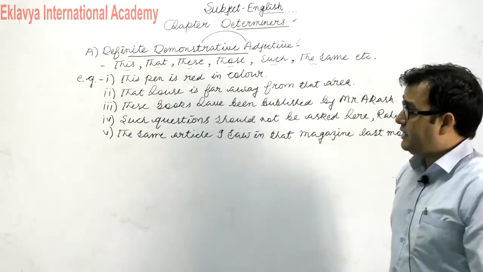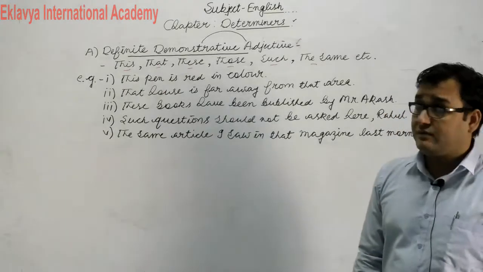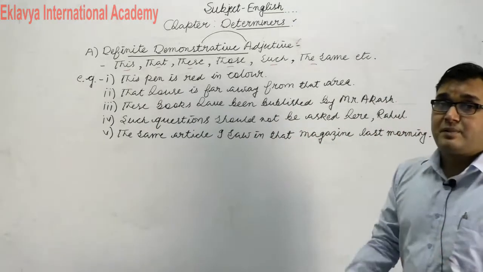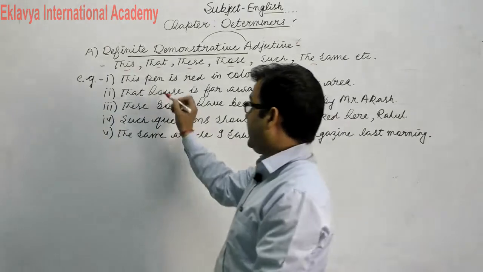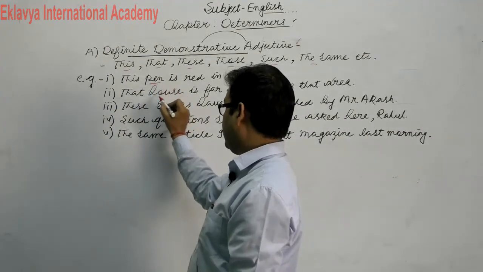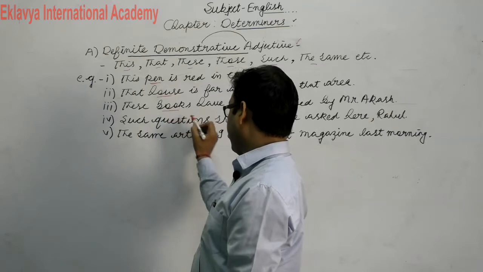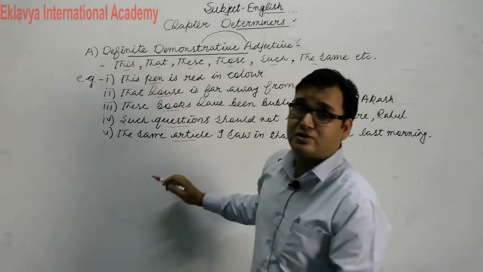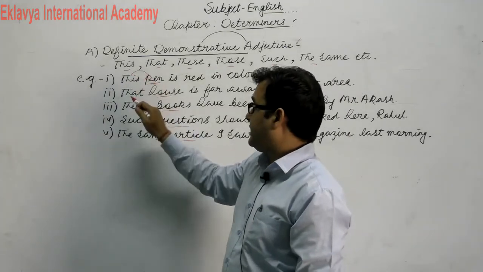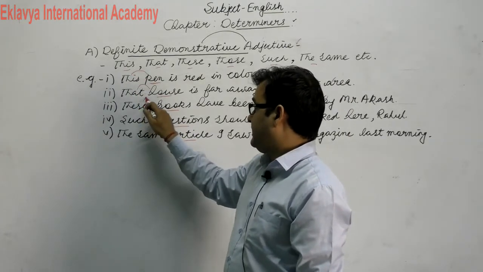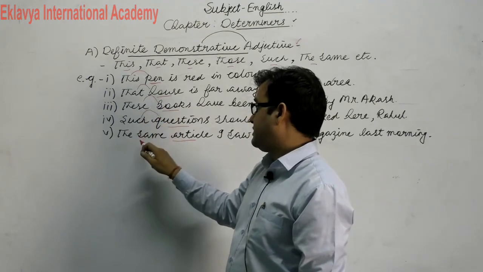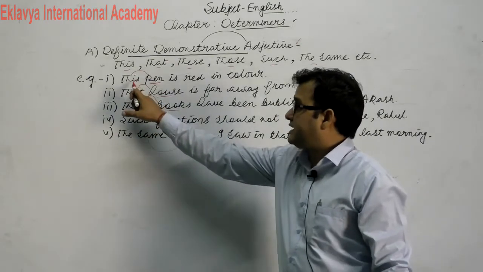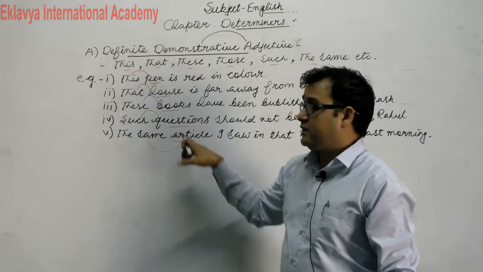So here we have the examples of attributive use of adjective. Here we have the nouns like pen, house, books, questions, articles. And the words of definite demonstrative adjective are this pen, that house, these books, such questions, and the same article. These words of demonstrative adjective are basically qualifying the noun in a sentence.